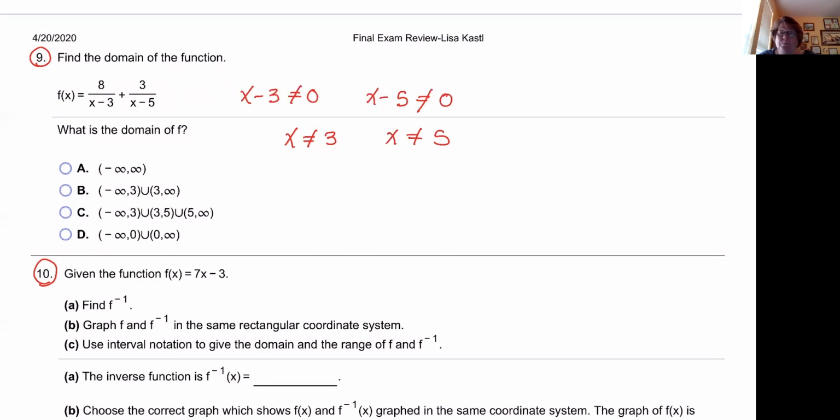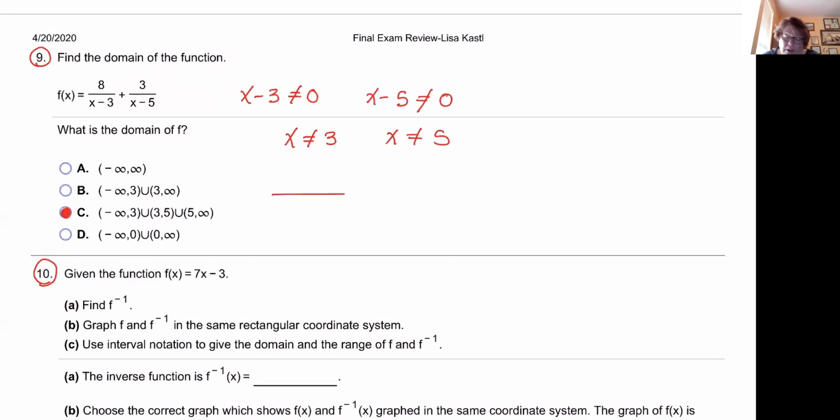How about B? Well, B excludes 3. It says you can go from negative infinity to 3, skip over 3, and then 3 to infinity. But it doesn't exclude 5, so it can't be B. How about C? C excludes 3 because you come from negative infinity, you skip over 3, then you go to 5, you skip over 5, and then you go to infinity. So the only answer it can be is C.